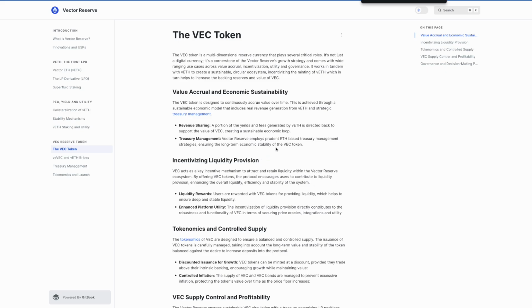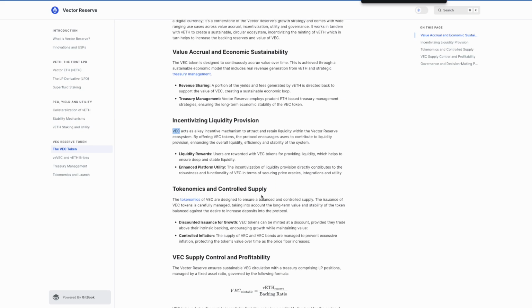Okay, incentivizing liquidity provision. They will use this vETH token to bribe and to also maybe put on gauges in places like Curve, bribing voters or stuff like this to vote on it, or maybe just put vETH right onto the gauges and stuff like that. So they talk here about how the tokenomics are very controlled and stuff like that.